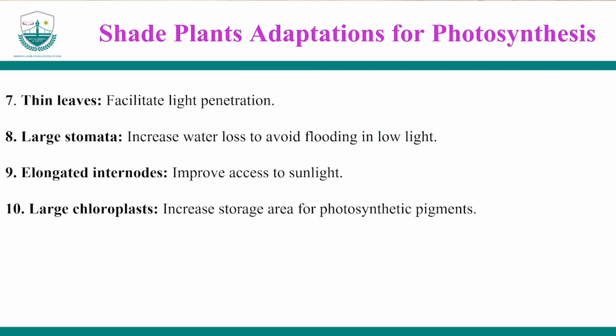Thin leaves ensure that there is efficient light penetration. Large stomata increase water loss to avoid flooding in low light. And then elongated internodes still help in increasing exposure to sunlight, and then large chloroplasts.